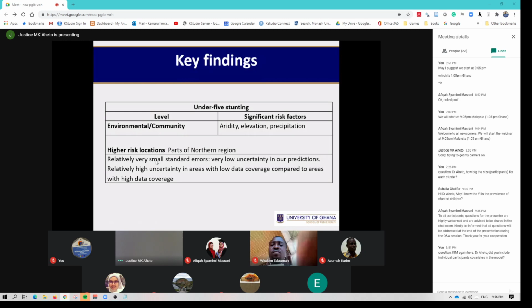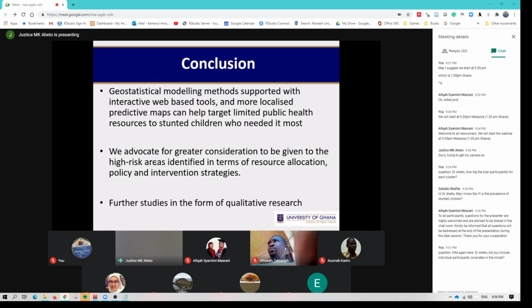Suggestive of precise estimate for predictions. And then we know for sure that this method can actually help to support policy decisions. So in conclusion, geostatistical modeling method supported with interactive web-based tools and more localized predictive maps can help target limited public health resources to stunted children who needed it most.